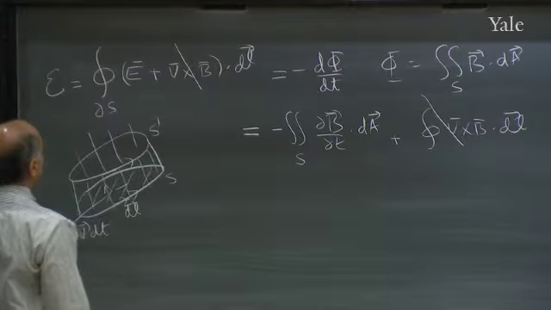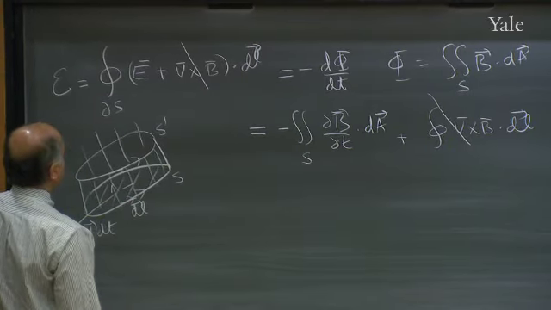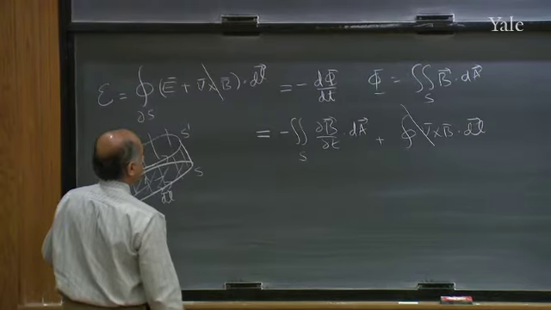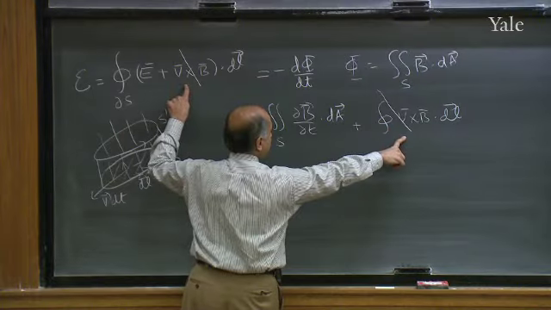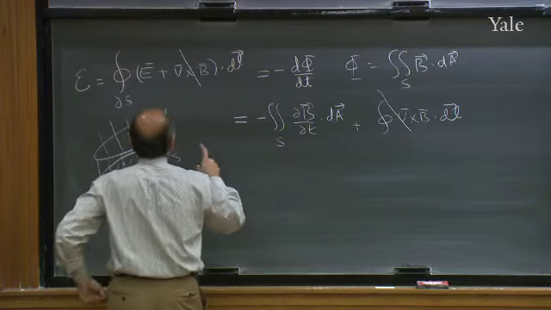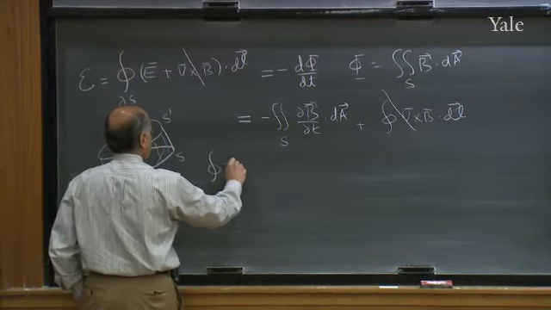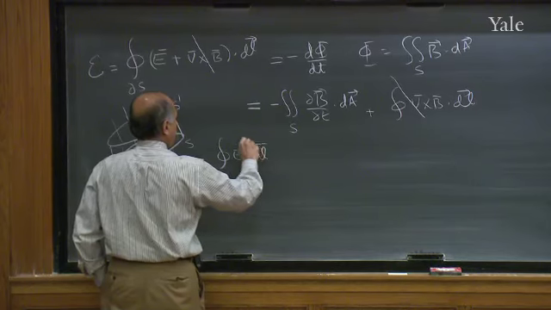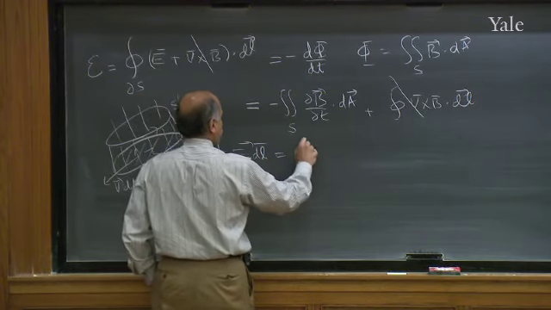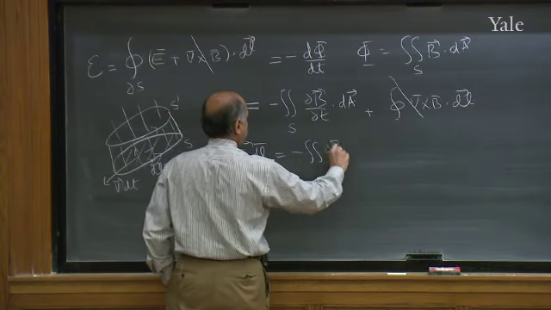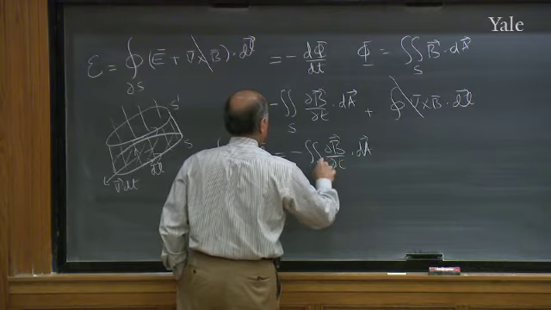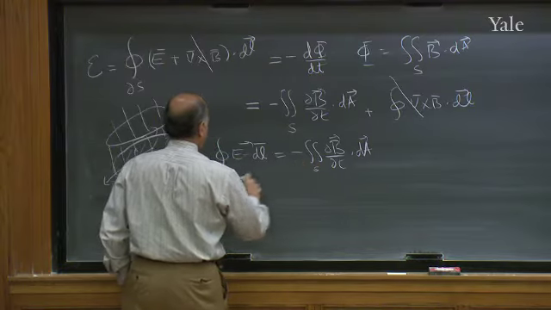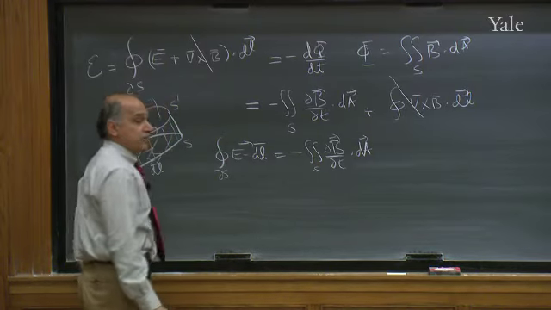Or if you take a problem where nothing is changing with time, then you can just forget this term, and this term will match that term. Then we are left with the following result. The line integral of the electric field on any loop is equal to the surface integral of the rate of change of B over that fixed loop. So here is the fixed surface, and here is the boundary of the fixed surface.